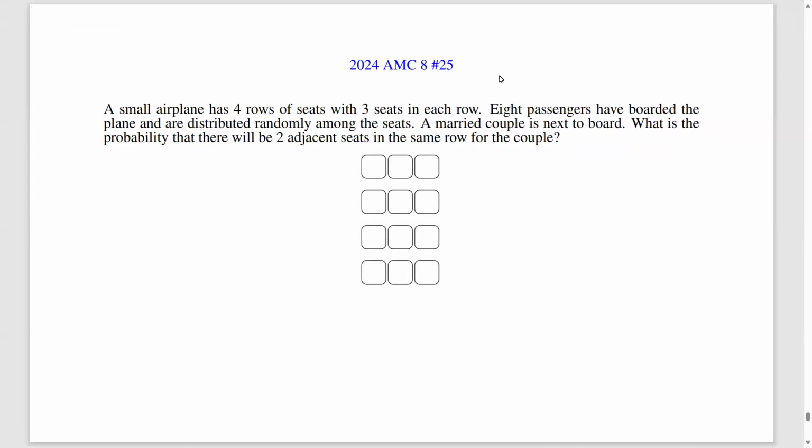So for this problem, in my opinion, I think it's a bit easier to find the probability that this is not the case. So 1 minus the probability that every row is unavailable for the couple.